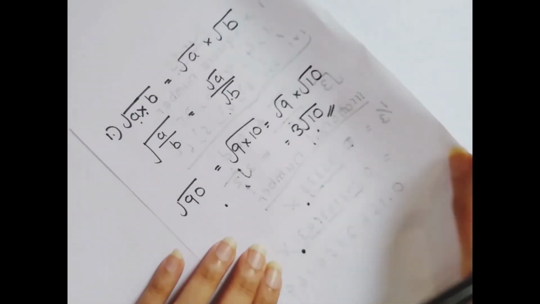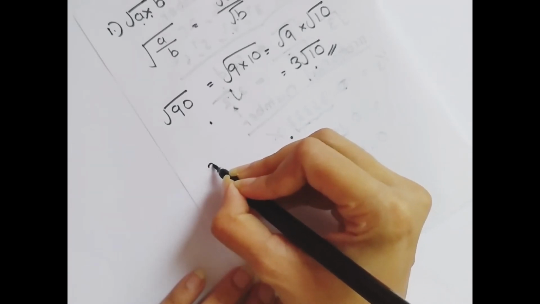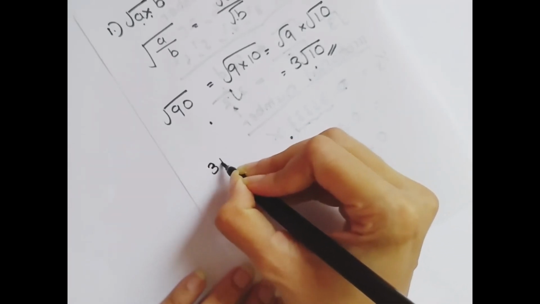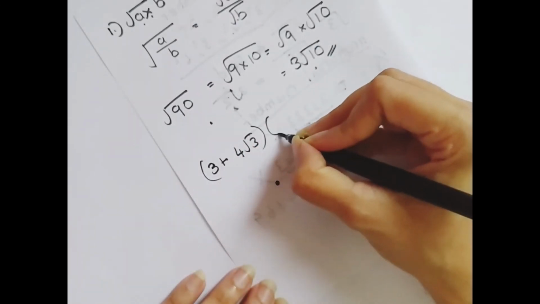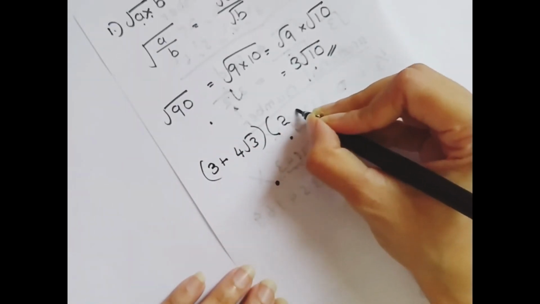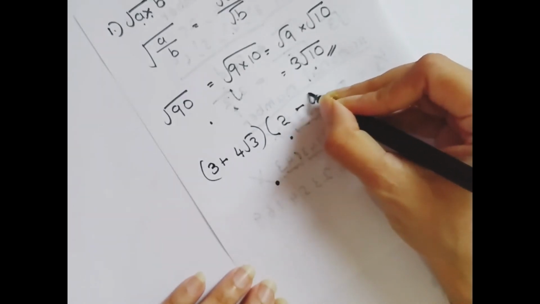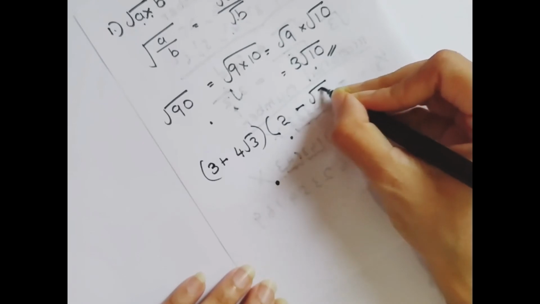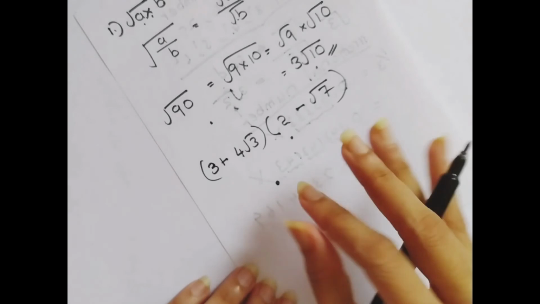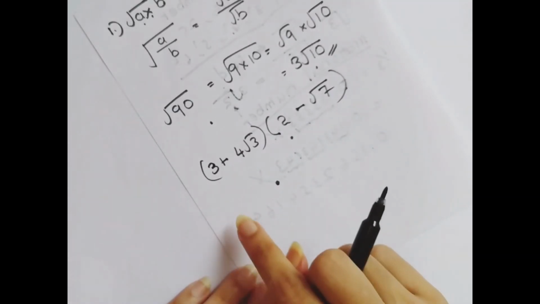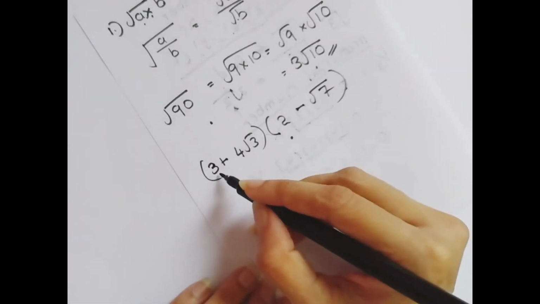And sometimes you have to expand it. Now think, if your answer is something like this: 3 plus 4 root 3 times 2 minus root 7. Now how are we going to do this? This is expanding brackets. You have learned expanding brackets already. Now we'll see how to expand.